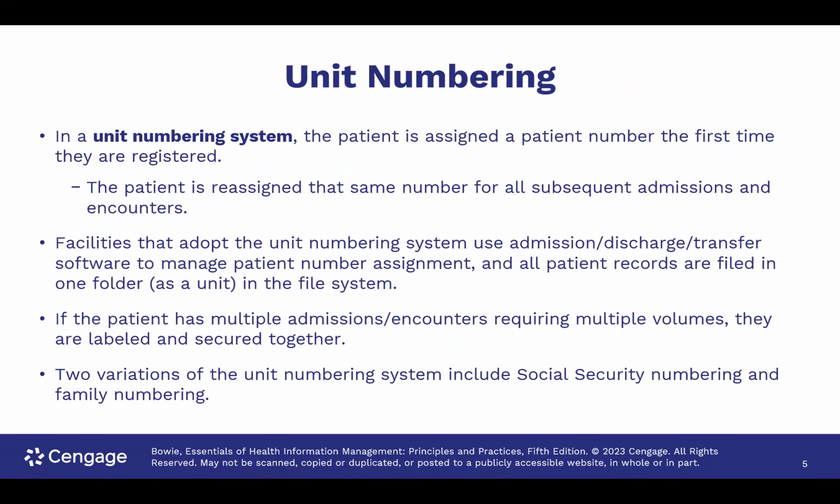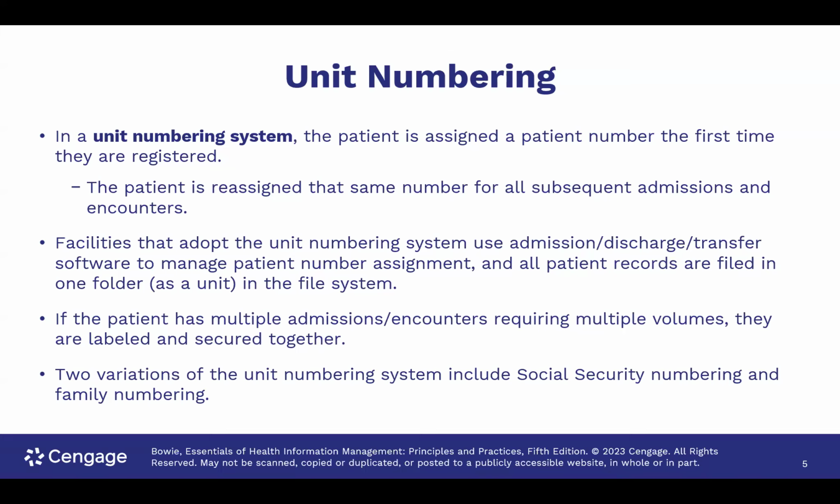In a unit numbering system, a patient is assigned a patient record the first time they're seen, and that patient uses that same number for all subsequent admissions and encounters. We call it unit numbering in this text. You'll also hear the term unit record. So what that means is that you have one patient that has one unit record, and if they're hospitalized 7 different times, all the information will be under that one record. They'll all be labeled and secured together in one folder.